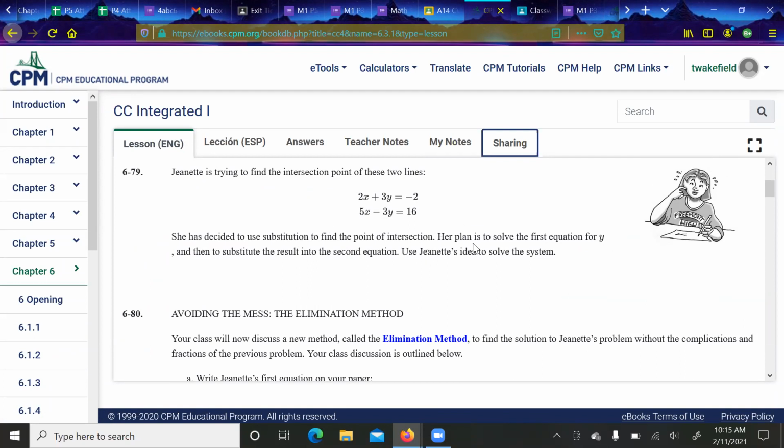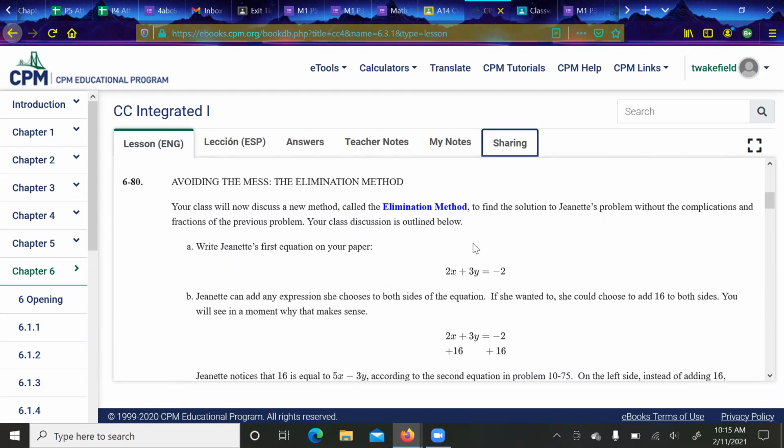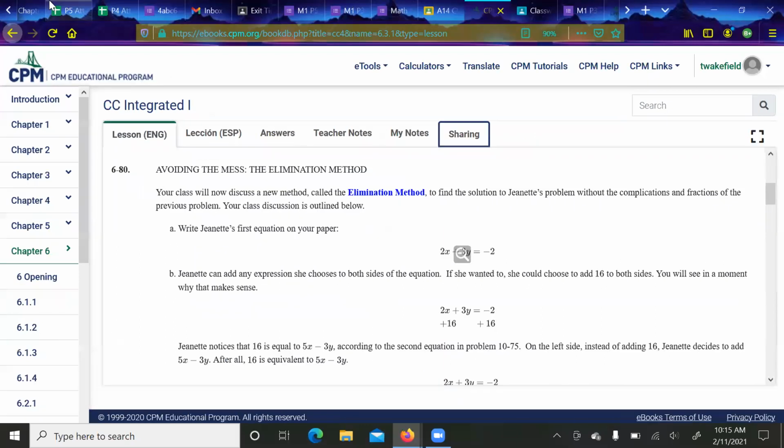Okay, I'm not going to do that one with you. That was a warm-up problem. I'm going to do number 80 with you. So make sure you wrote down 79 and you're going to do that on your own if you haven't already. We're going to do number 80 together. So 6-80, avoid the mess. Let's use the elimination method.